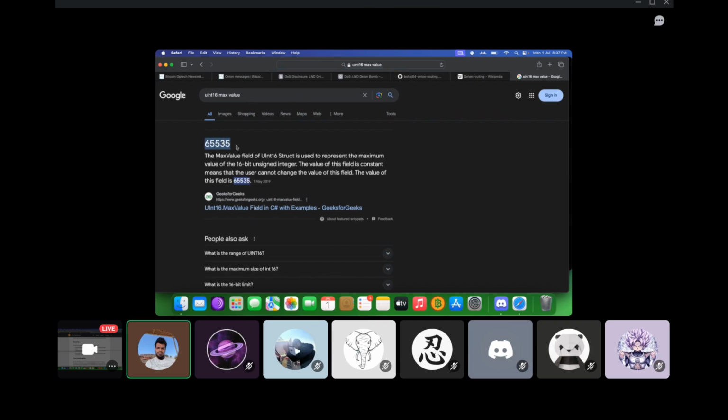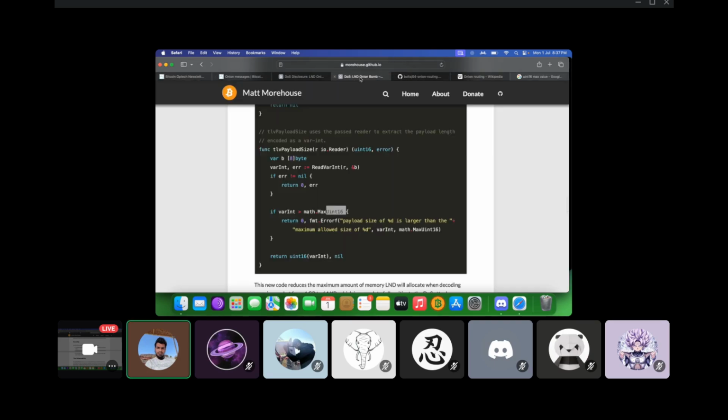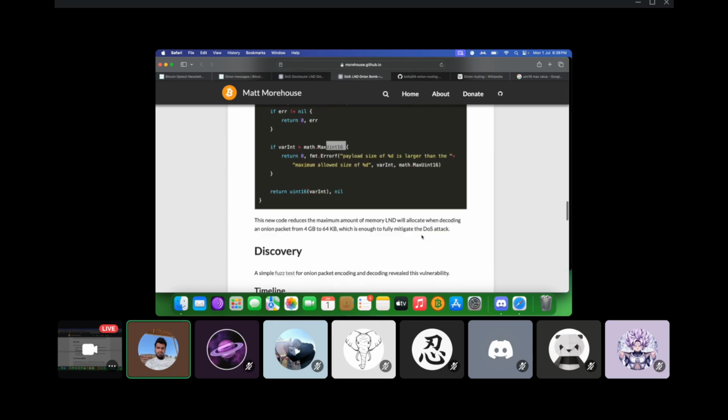So earlier we were allowing up to 4 GB, but now we are doing an upper bound check to ensure that the prefix that indicates the amount of memory that needs to be allocated for the payload is not above 64 kb. Sorry, this is the upper bound check that we're doing, and if it's greater than 64 kb, we just throw an error, basically indicating that the payload size is larger. So this is the fix that we're doing.